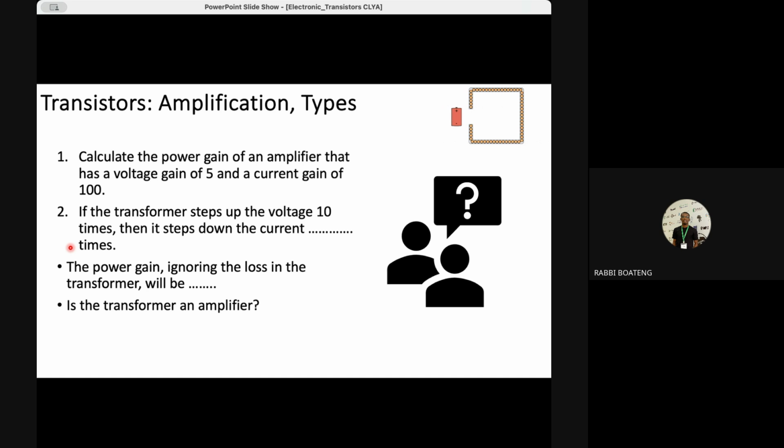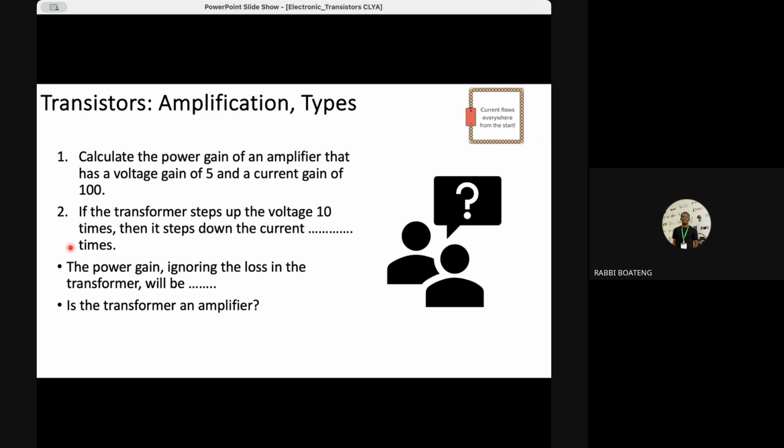So the first one is: calculate the power gain of an amplifier that has a voltage gain of 5 and a current gain of 100. What will be the power gain? 500 watts. By this time we will not get any units, because it's a voltage gain and a current gain, so the units cancel out. We don't even have a unit to start with. So there is no unit at all, just 500. Is that okay?